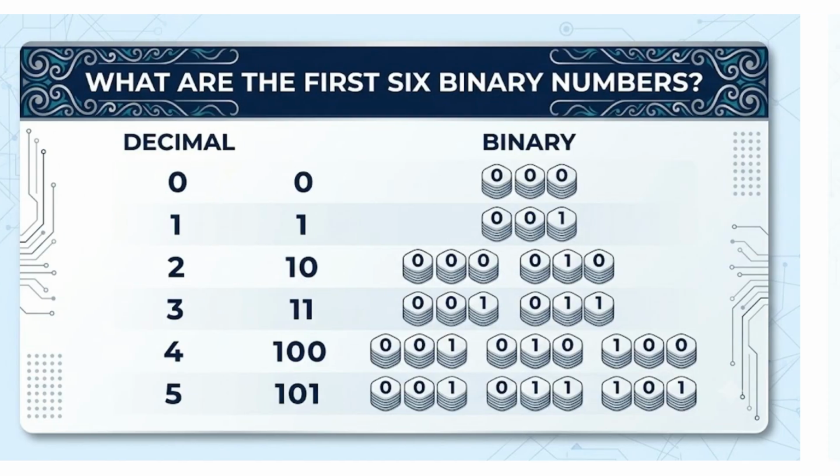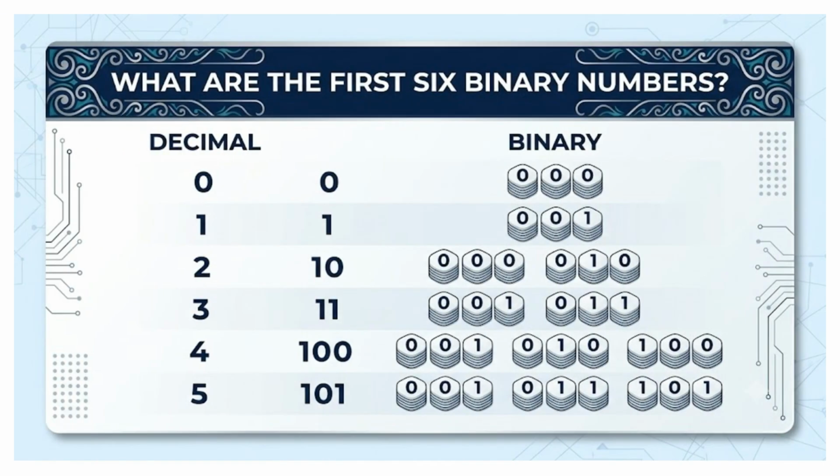Notice the pattern. Binary counting follows exactly the same place value concept as decimal. The only difference is that binary has only 2 digits, while decimal has 10. As the numbers become larger, binary numbers grow longer because new place values are added whenever all possible combinations have been used. Once you understand this pattern, reading and writing binary numbers becomes much easier. In the next lesson, we'll use this knowledge to convert numbers between decimal and binary.